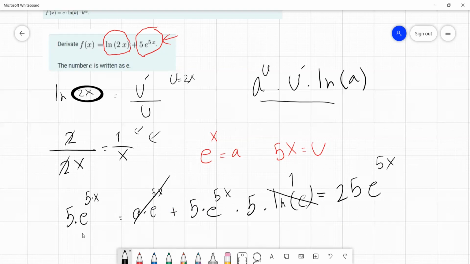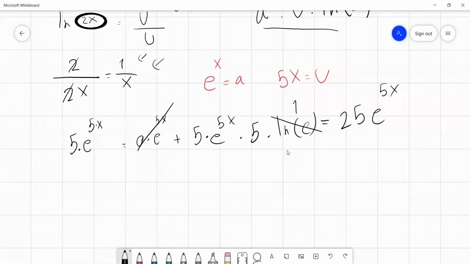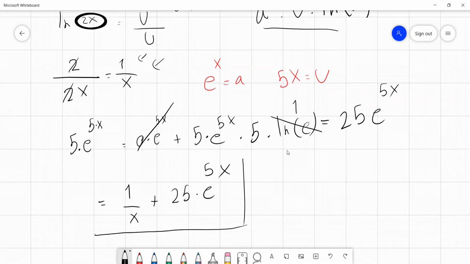Wonderful. Now let's put these together to get the final answer of 1 over x plus 25 times e to the power of 5x. And that is our solution.